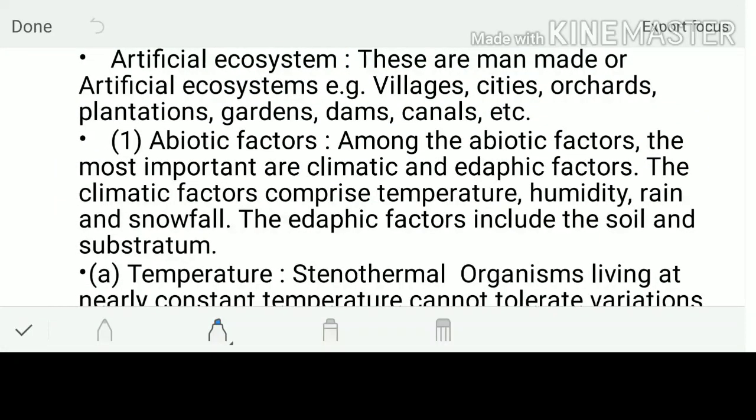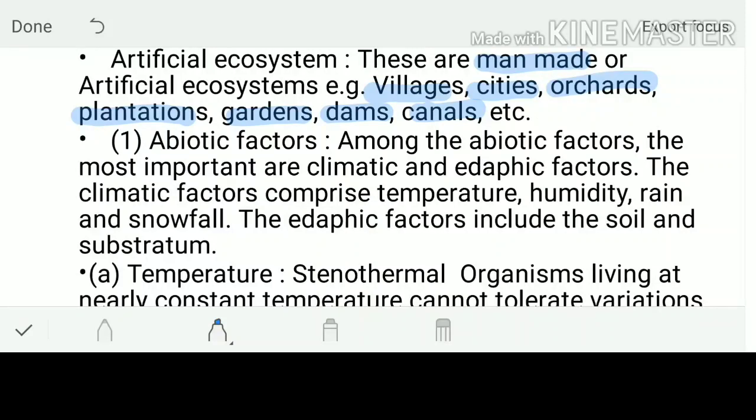So first we are dealing with the artificial ecosystem. Here, basically, the artificial ecosystem will be man-made. For example, villages, cities, orchards, plantation gardens, dams, canals. These all will be examples of artificial ecosystem.